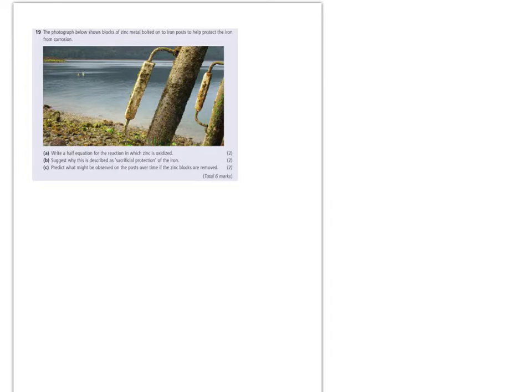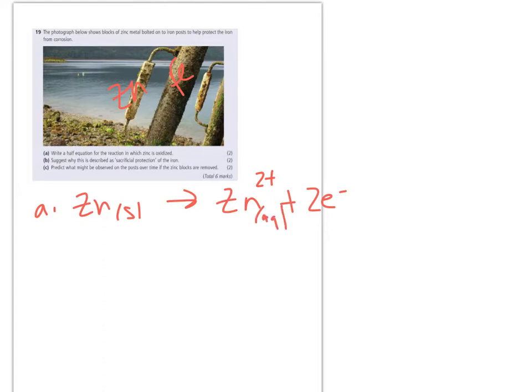Number 19 says the photograph below shows blocks of zinc metal bolted onto iron posts. So this is the zinc here, and then this is the iron post that they're trying to prevent from corroding. And it says write a half equation for the reaction in which zinc is oxidized. So I've got zinc metal, Zn(s). And if it becomes oxidized, it's going to lose electrons. I'm going to assume 2 since I don't know otherwise. With 2 electrons being peeled off, this would then be Zn2+ aqueous, and that would be my half reaction.